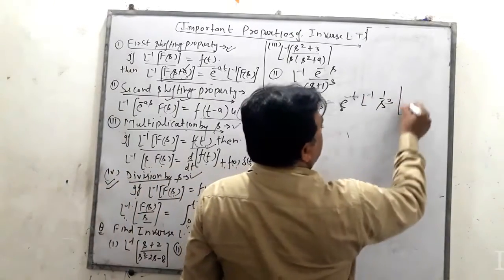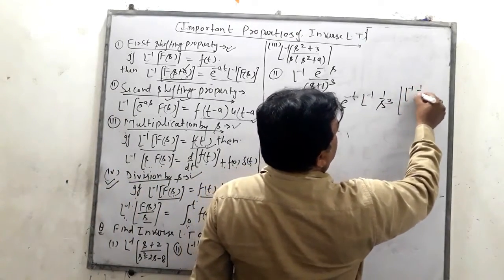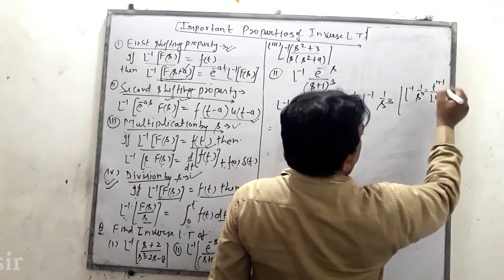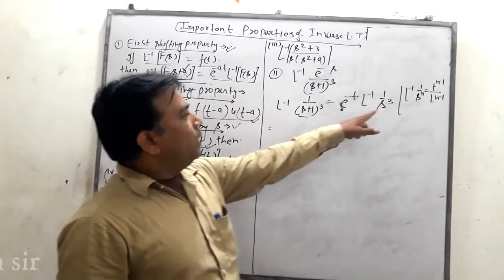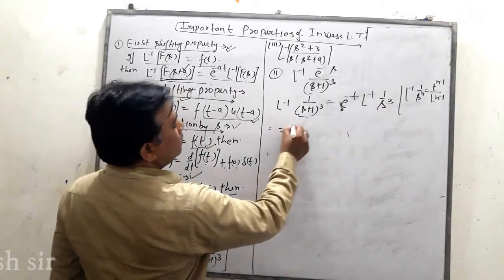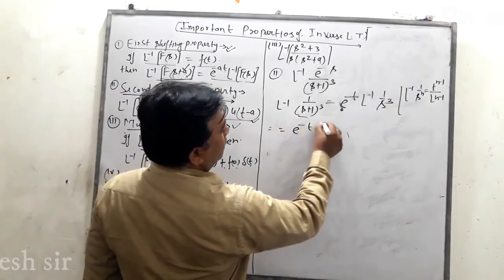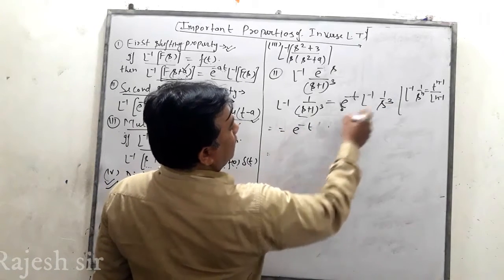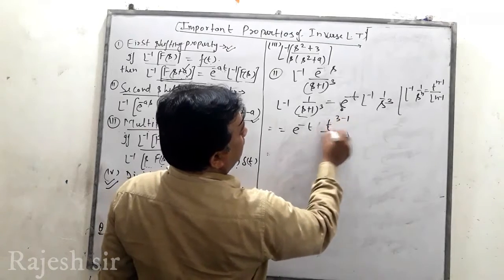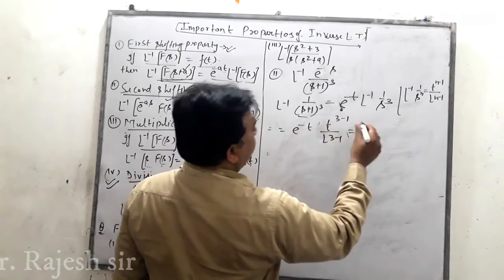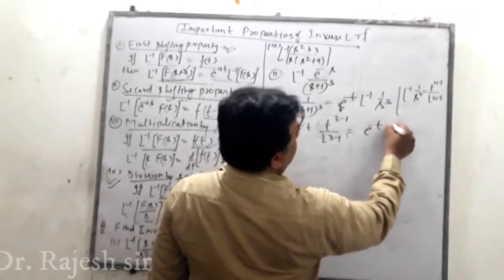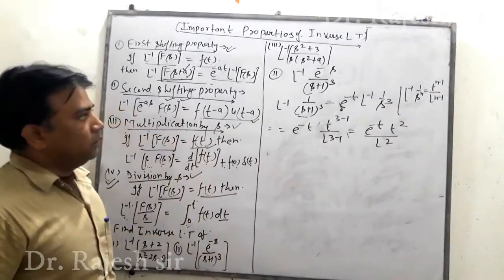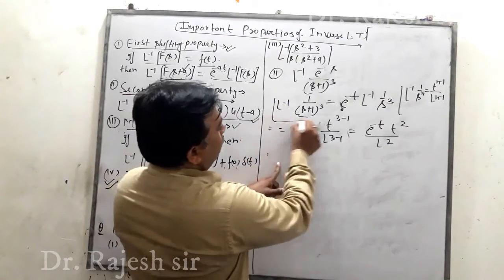Then we know that Laplace inverse of 1 upon s to the power n is t to the power n minus 1 upon factorial n minus 1. In place of n equal to 3, e to the power minus t times t to the power 3 minus 1 upon factorial 3 minus 1, which implies e to the power minus t times t square upon factorial of 2. This is the Laplace inverse of only this.